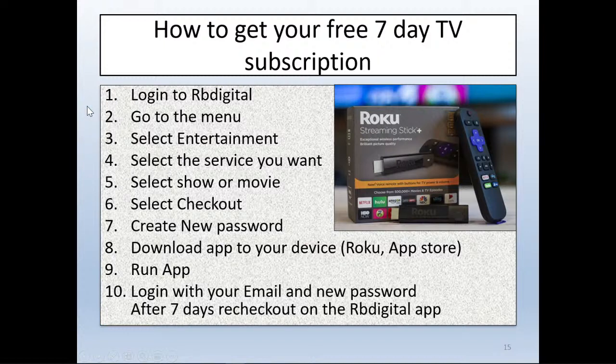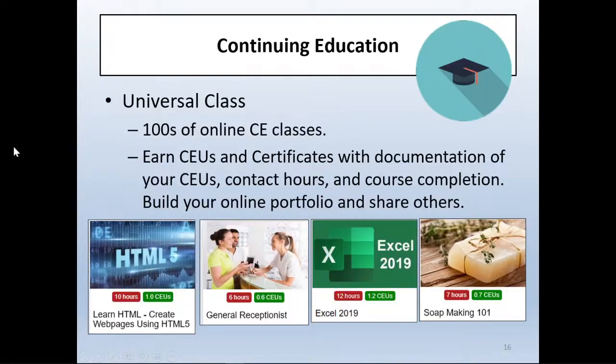So how does this work? I recommend a streaming stick, like a Roku or the Amazon Fire Stick. Basically, the biggest thing to do is in the RB Digital app, go to the menu, select entertainment, select the service that you're interested in, select show or movie, click checkout. It'll ask you, do you have a password or not? If you log in with your username and password, it'll give you 7-day access, okay? And after those 7 days are up, just ask for access again for another 7 days. All right, any questions about that?